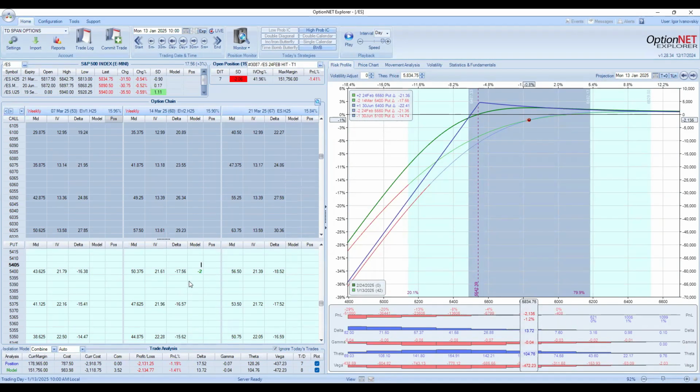I believe this adjustment, and I could scroll and look at my notes, I was filled for $1.80 credit. I believe that this kind of an adjustment would actually relieve some of the buying power. It wouldn't request more buying power to be added to this trade. I think that because we are going farther out in price and we're adding time, tastytrade actually relieved some of the buying power for this adjustment.